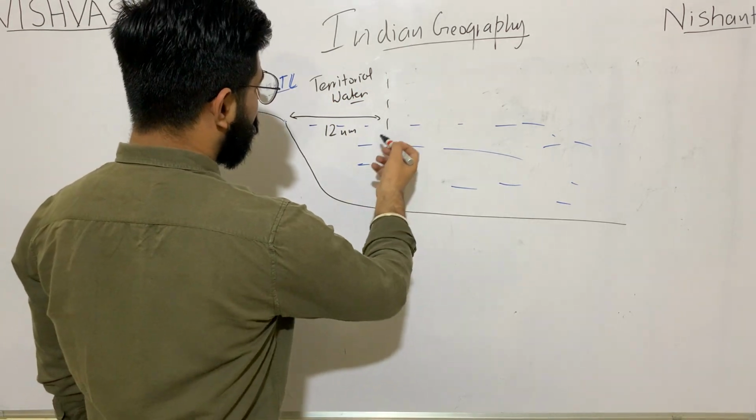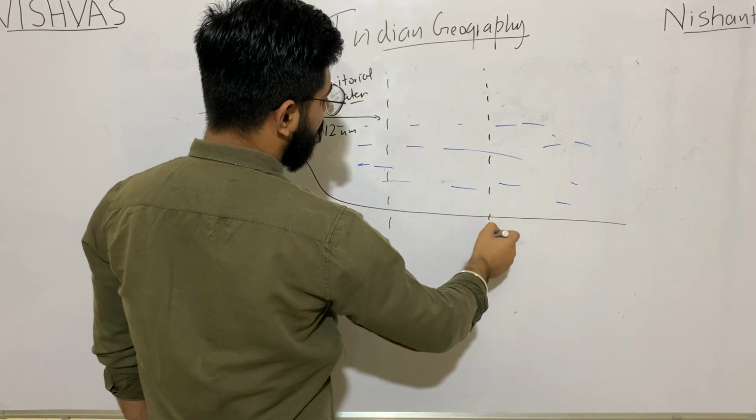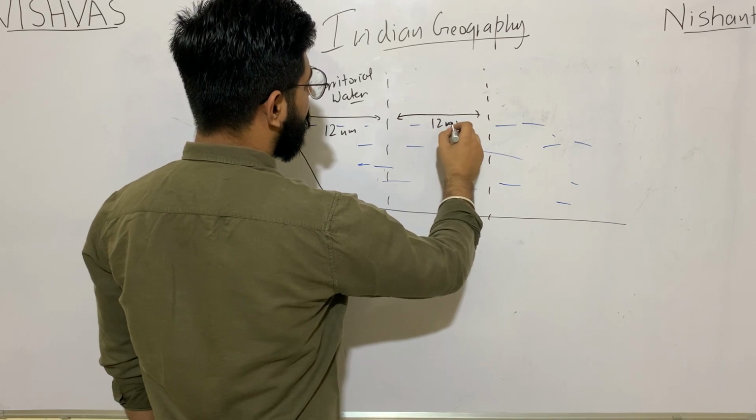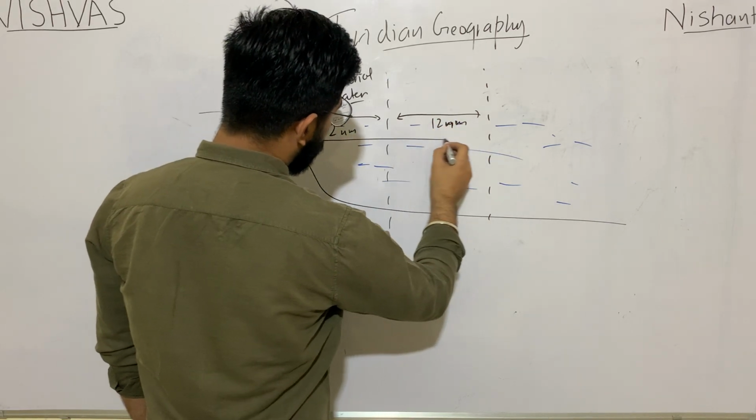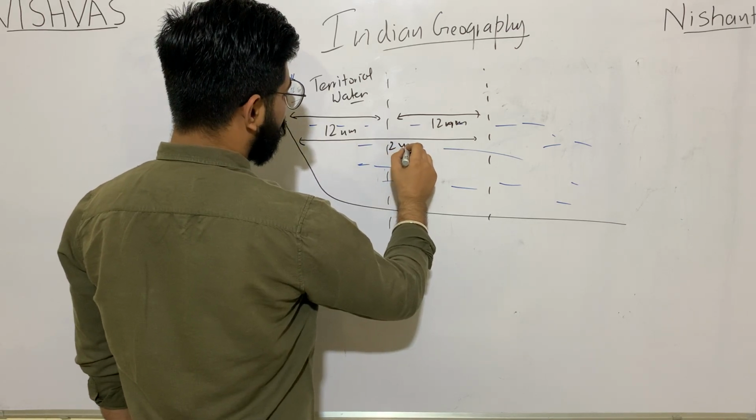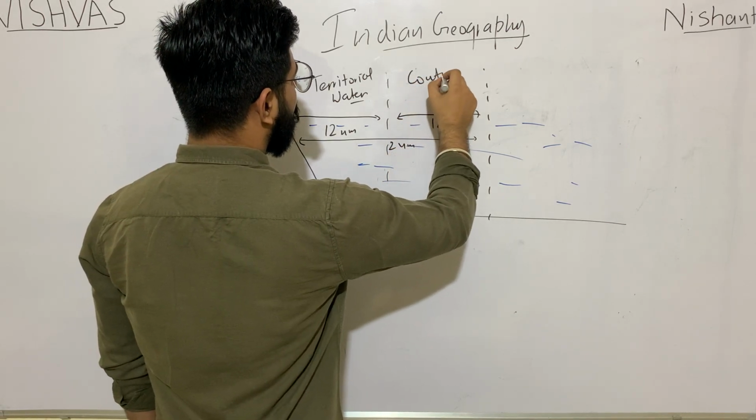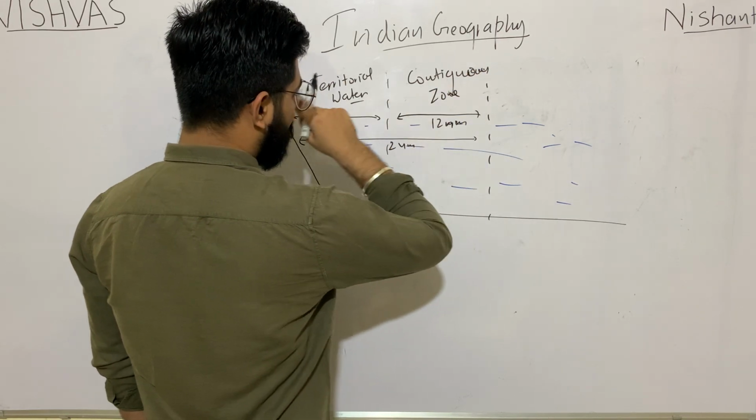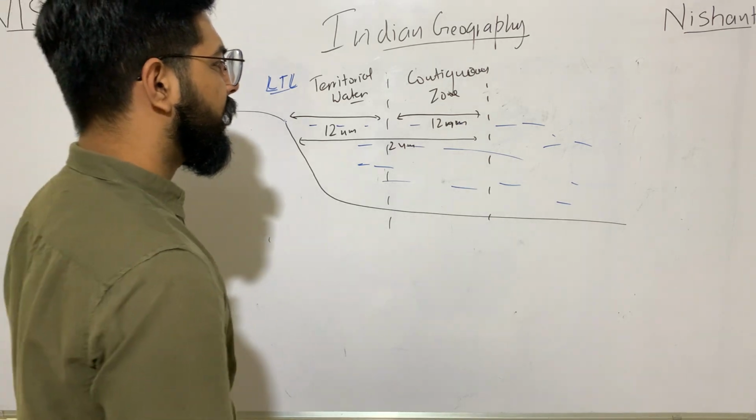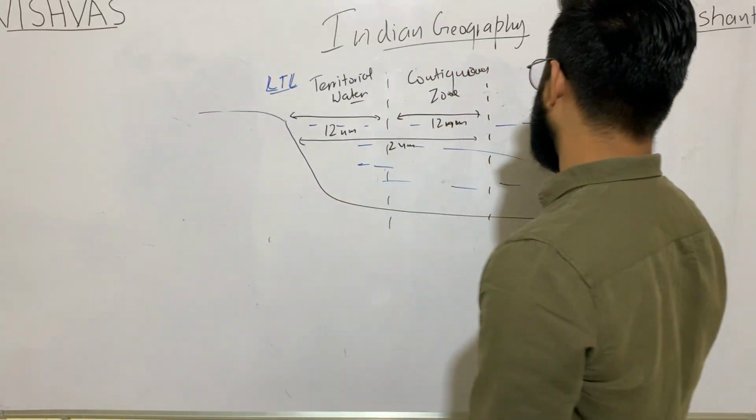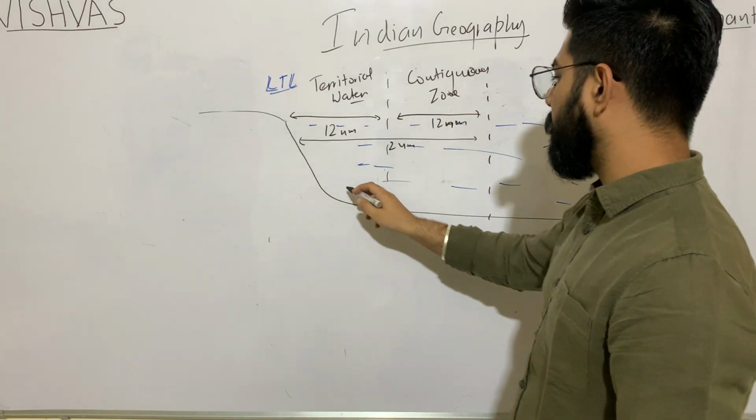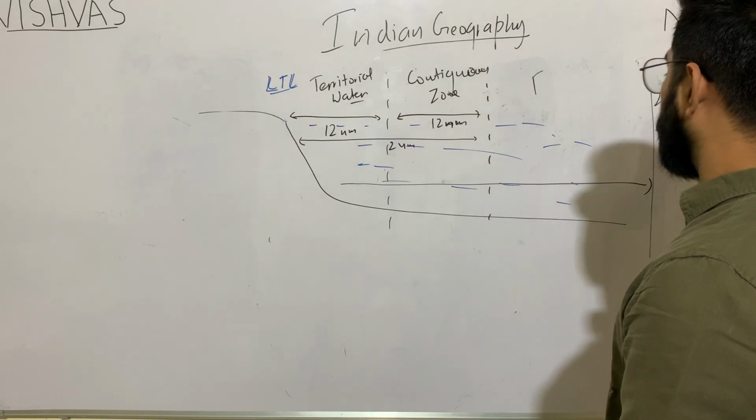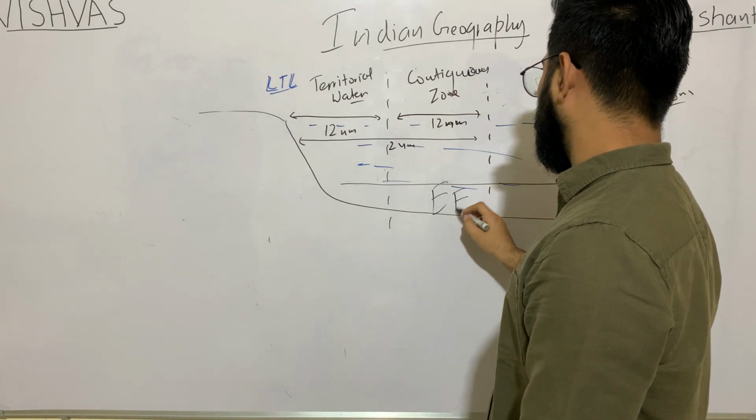And from there, a further 12 nautical miles, which means in total 24 nautical miles, we have the contiguous zone. And further, till 200 nautical miles in total, we have the exclusive economic zone.